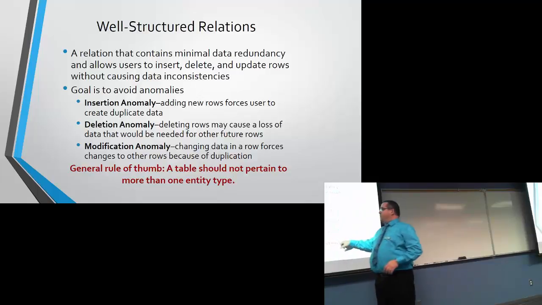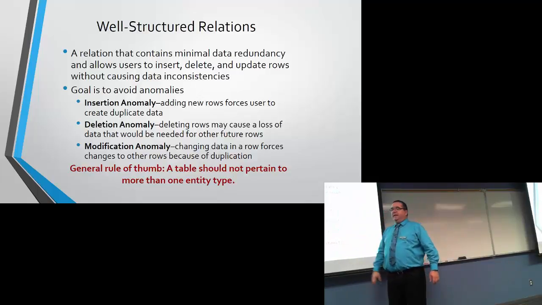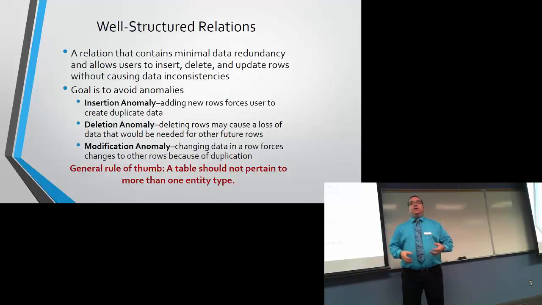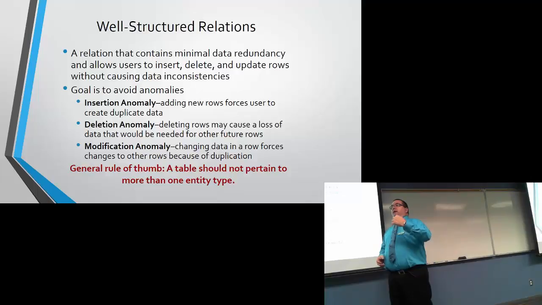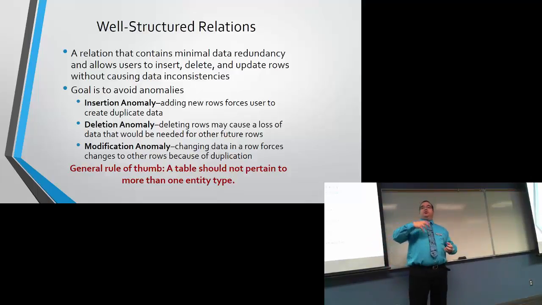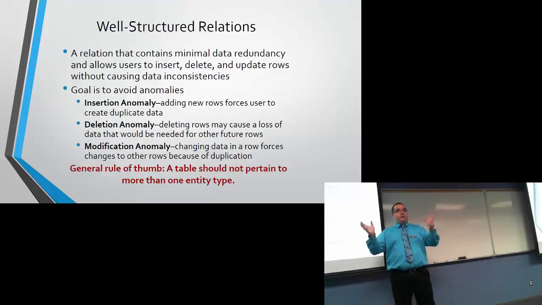So as a rule of thumb at the bottom, the nice big red text here, a table or an entity should not pertain to anything more than a single kind of entity. In other words, if you have a table for students, you shouldn't be using the students table to also hold the teachers. You should have a teacher's table and a student's table, unless you're going to do something a little different with your table structure. But as a rule of thumb, that's actually not a really good example, but I'm going to go with it.